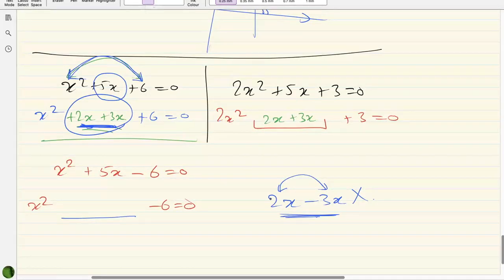Negative 2x, minus 3x. Negative 2, negative 3. When we multiply these two, what do we get? We get positive 6. So this is not our answer.